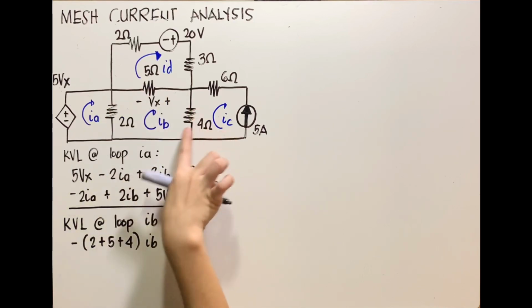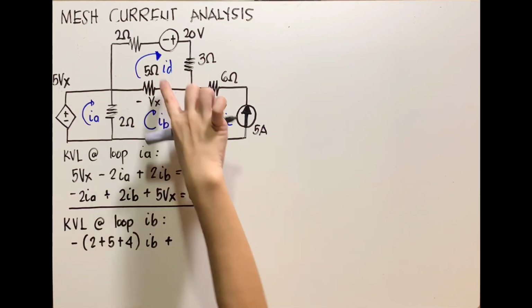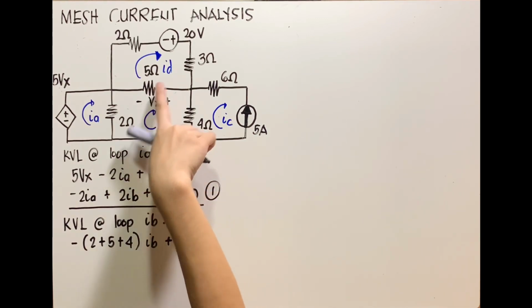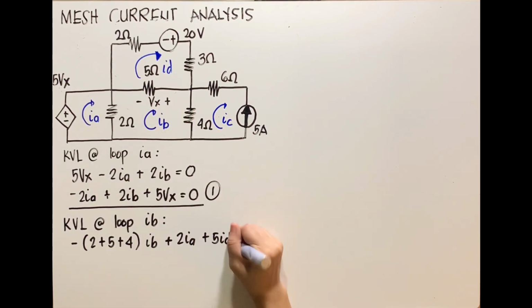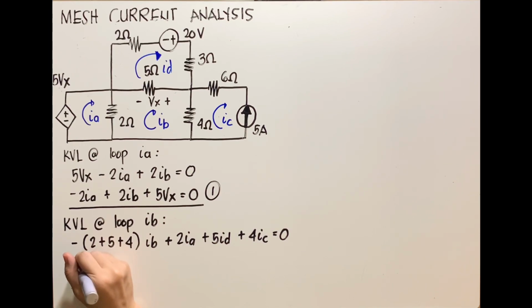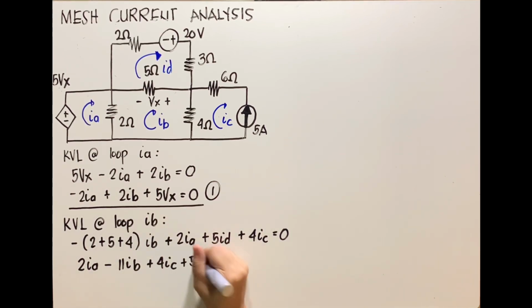And then, since wala na namang iba, diba, we're going to add mesh current effects. So, all the resistances are affected by different mesh currents. So, 2 is affected by IA, so we get 2IA. 5 is affected by ID, so we get plus 5ID. And 4 ohms is affected by IC, so we get plus 4IC. And then equate that to 0. After that, arrange in the sequence A, B, C, D, so we get positive 2IA minus, so we have here 9 plus 2, so 11IB plus 4IC plus 5ID.